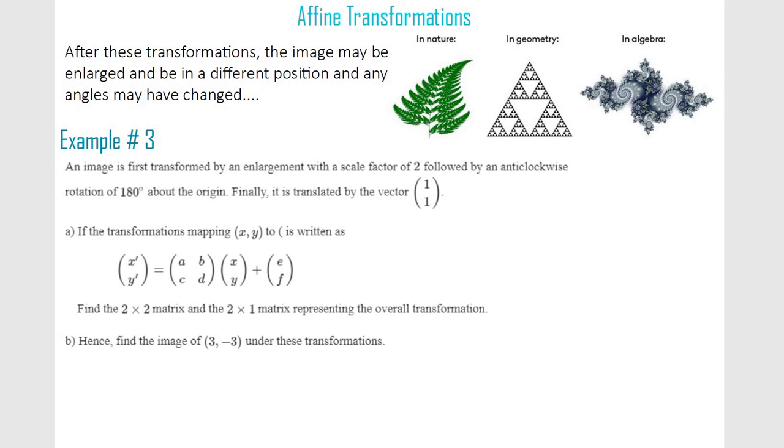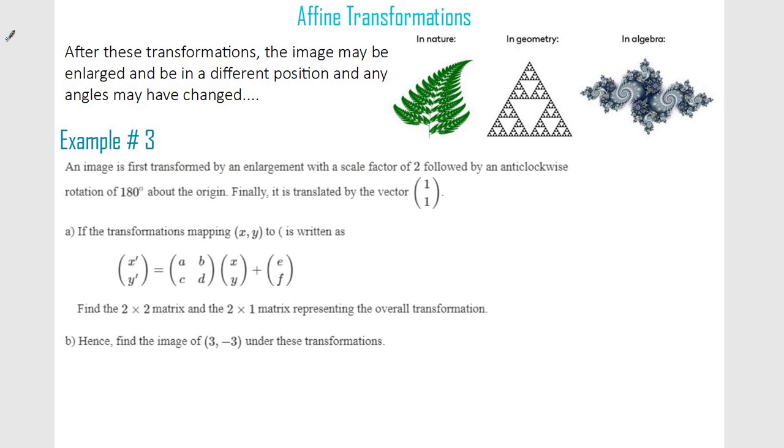All right, so affine transformations, I'm not really sure how to pronounce that, but with these transformations the image is enlarged and kind of rotated, or it may be in a different position, or translated. When you do that enlargement and you move things around, that's when you start getting your fractals, and that starts getting to the really cool stuff. That's why we're doing these transformations, because that's when you get into the cool part of math. Okay? All right, so let's do example 3. I'd pause it, try it on your own.